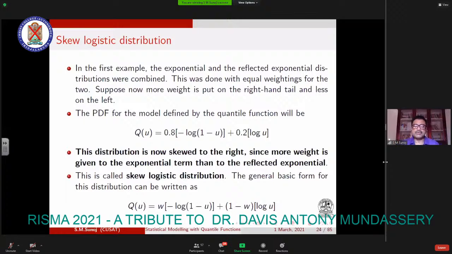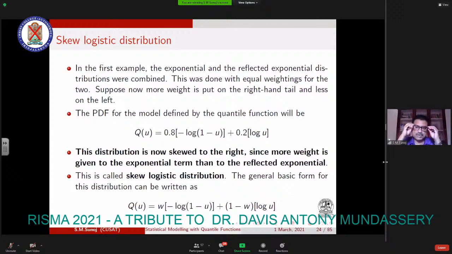Now another interesting property one can think of. In the first example, the exponential and reflected exponential distributions were combined by equal weighting for the two. We gave equal weight to both distributions, which is why we simply summed the quantile function of the exponential and the quantile function of the reflected exponential. Now, suppose we want more flexibility in the data. In that case, you can give some weight to each of these quantiles, so that you get a more flexible quantile, and that may address the required form of the data.